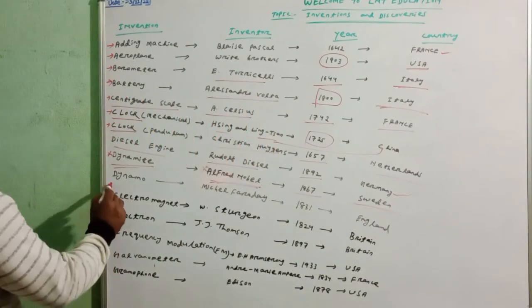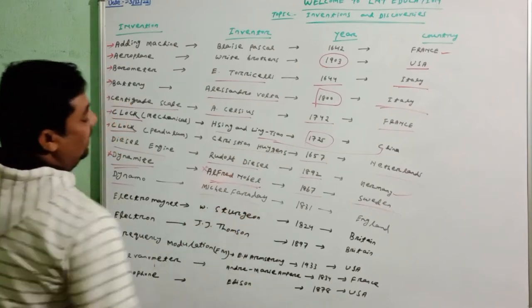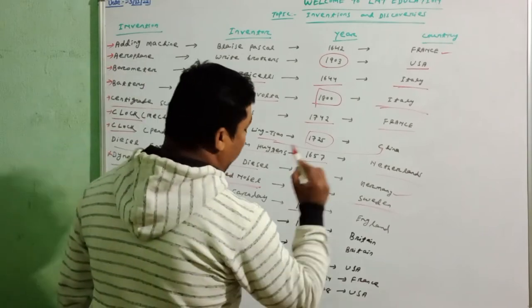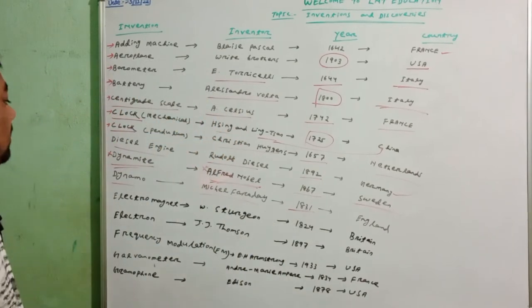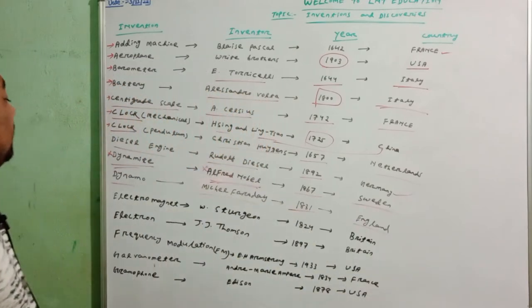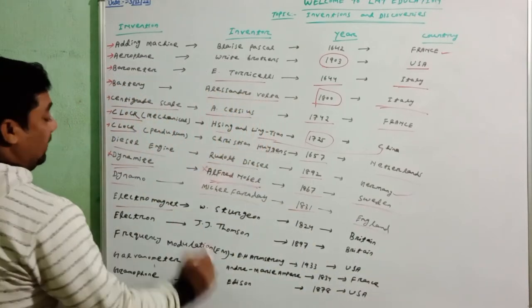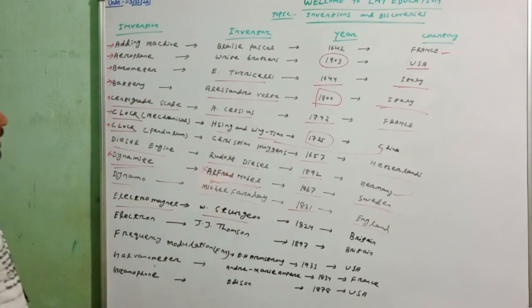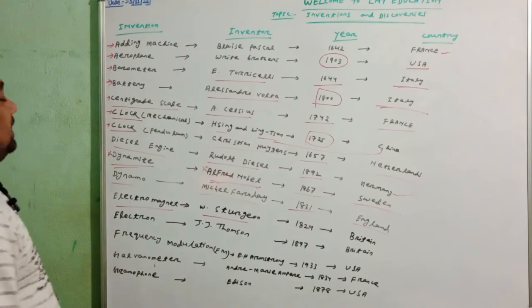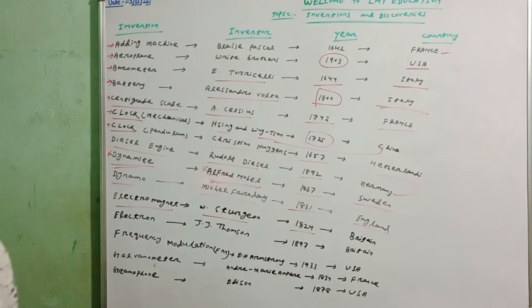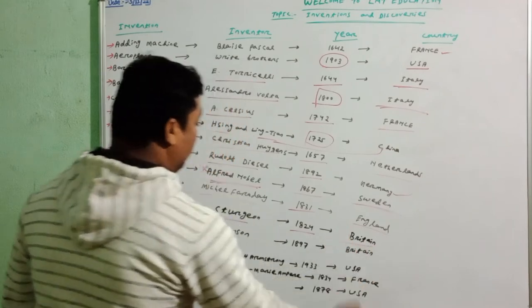Then dynamo. Michael Faraday was the inventor of the dynamo, and the dynamo was discovered in the year 1831. Michael Faraday belongs to England. Then electromagnet, and the inventor is W. Sturgeon. W. Sturgeon is the inventor of the electromagnet, invented in the year 1824, and he belongs to Britain.